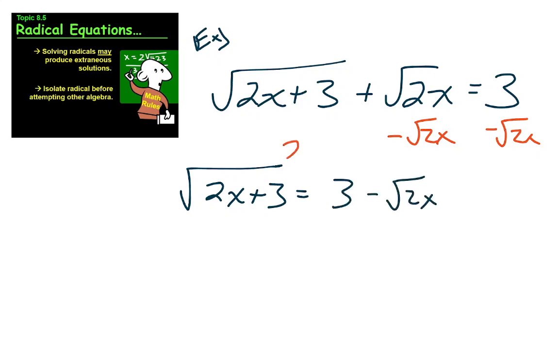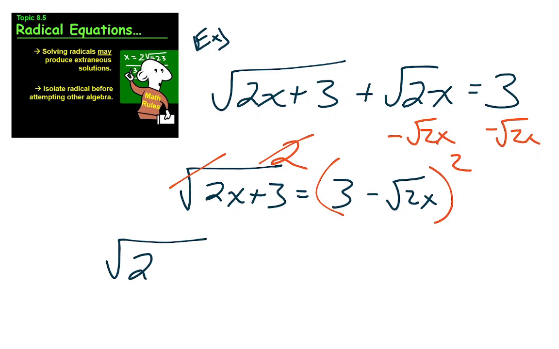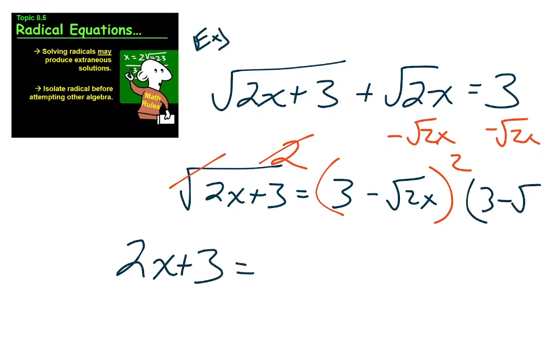Now, I can square this side and cancel, but when I square the right side, it has to be squared like a binomial. So again, the left side, when you square it, you just get 2x plus 3. The right side, maybe I better think this through a little bit.